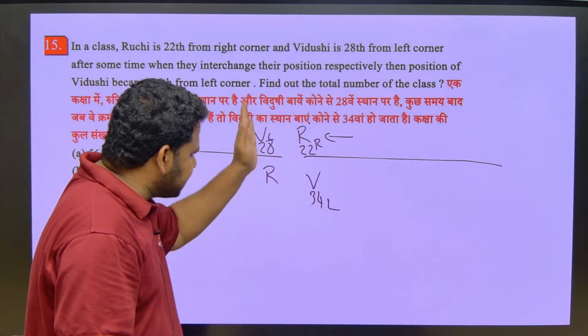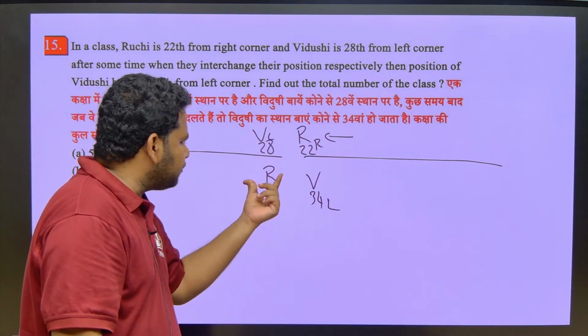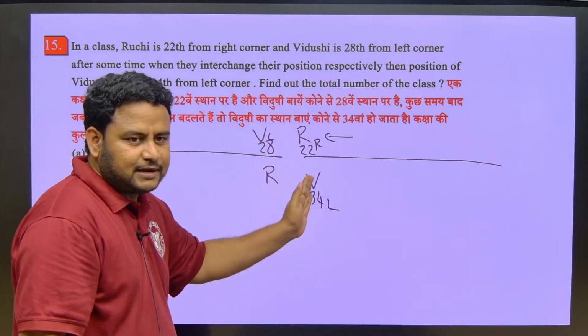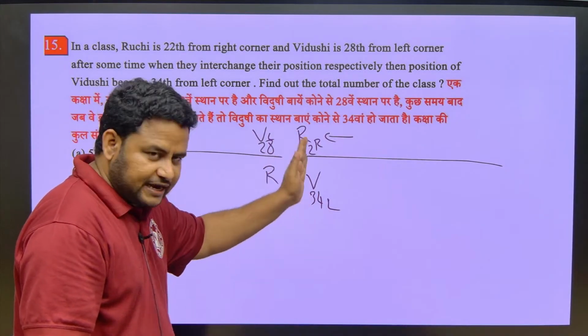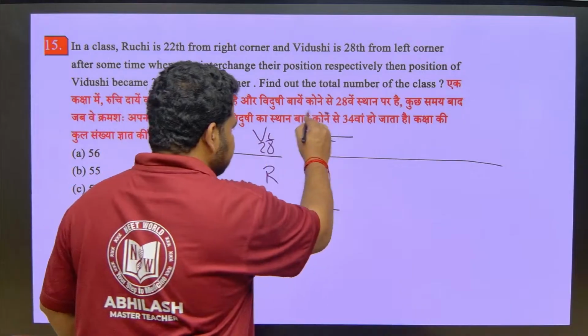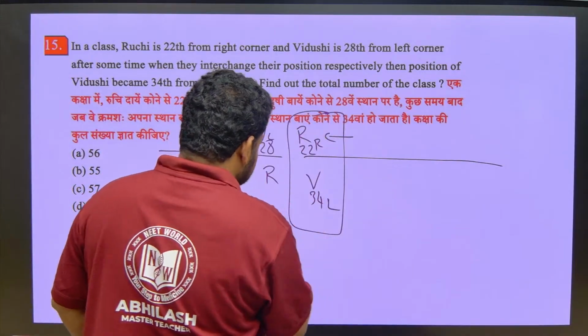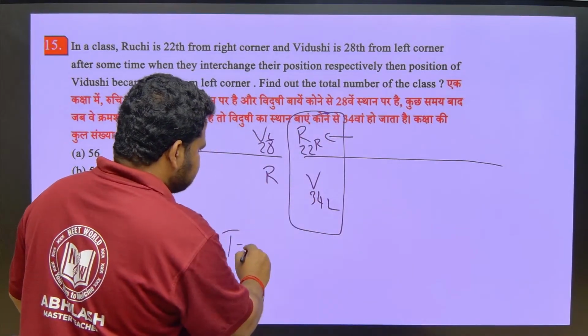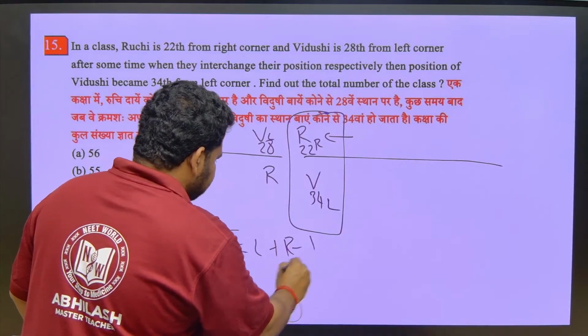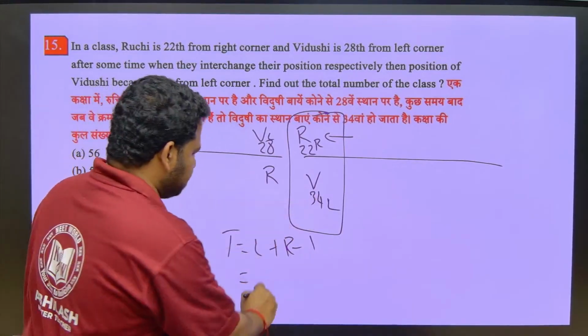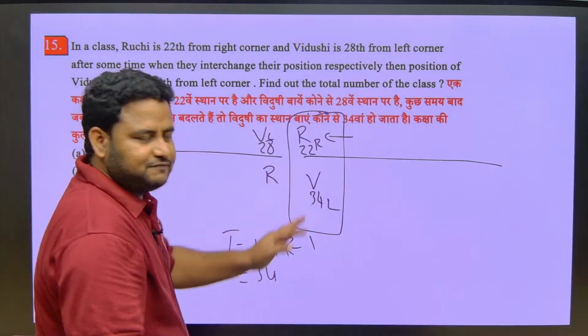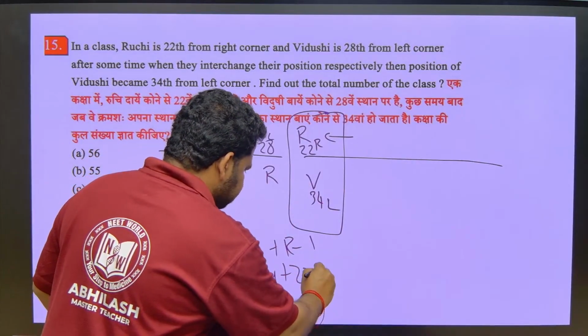If I take this as the box, I will not be able to solve because I have not been given any number here. Here I have both right position and also left position. Let me put it as a box like this. If I consider this, total is equal to left plus right minus 1. So here left is 34, right is 22, minus 1.